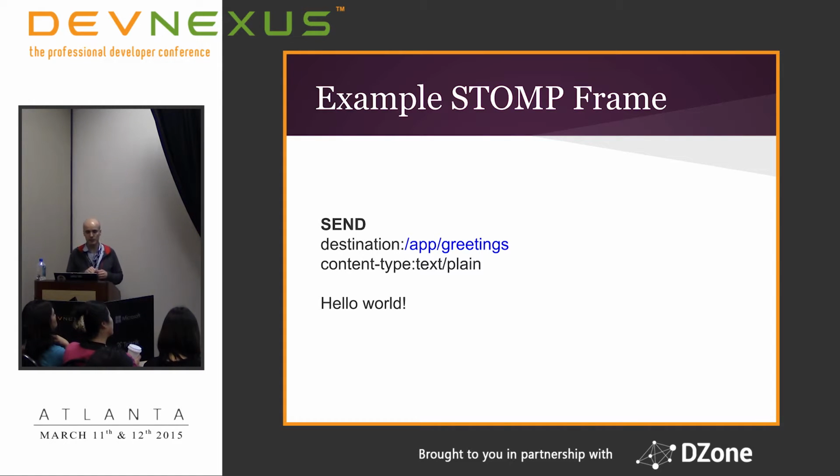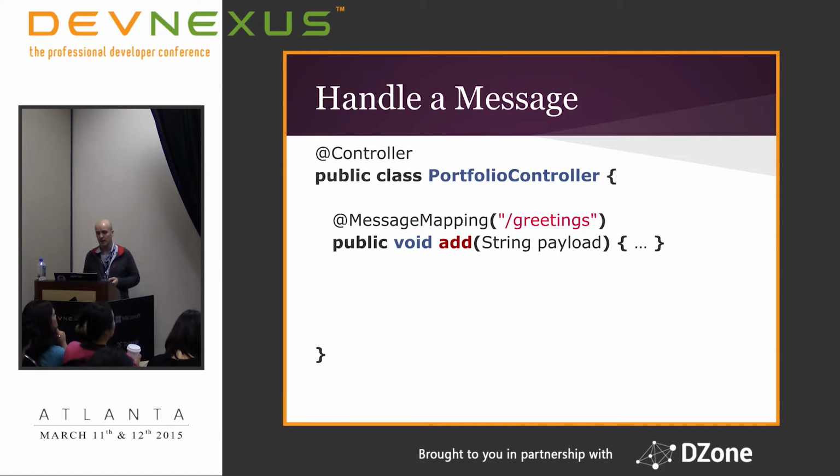Here you see a method which is actually designed to handle that message. The app prefix is gone because we use that for routing purposes. That's to be handled by the application. So we're basically handling a message to a destination of greetings, and we're taking a payload which has been converted, JSON, XML, again, similar ideas as what we have with Spring MVC.